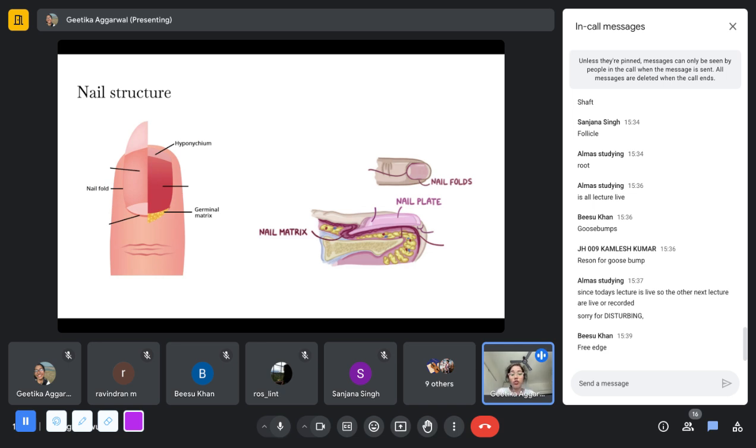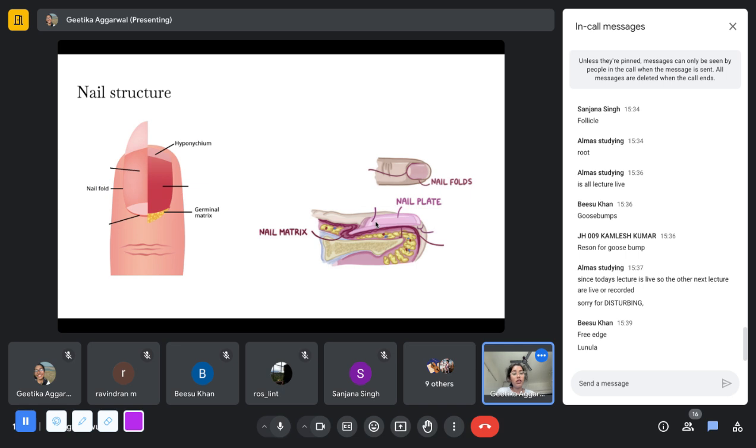Free edge, correct. This is called the free edge of the nail. And then this one, the one that is opposite to the free edge, lunula. Very good. This is the lunula. And what is this layer of skin called, which is found under the nail here?